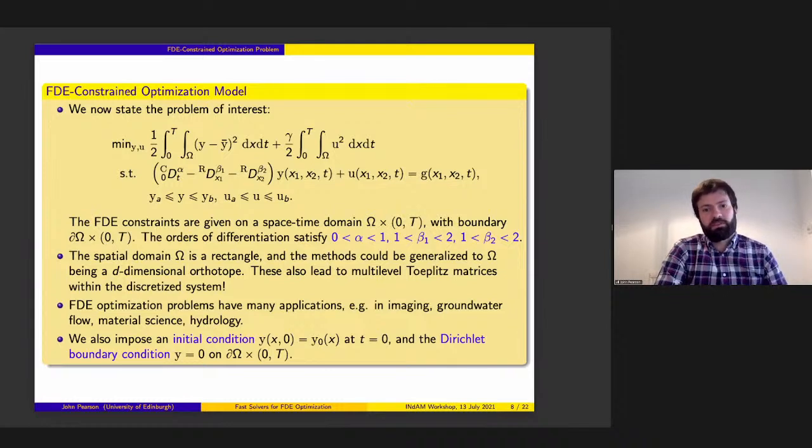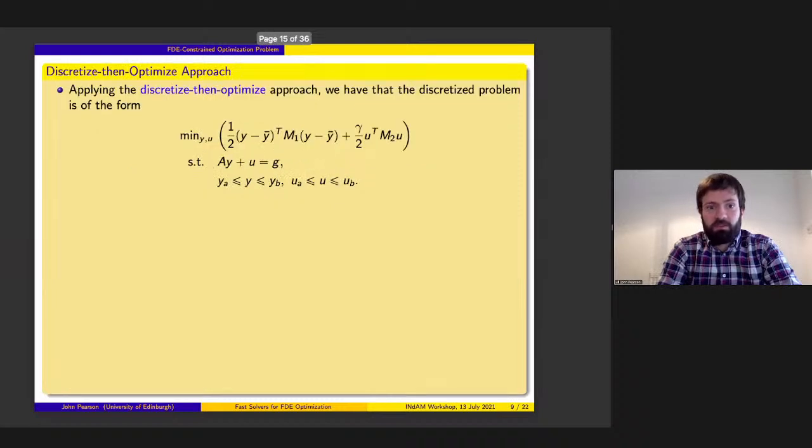So this is posed on a space-time domain. Alpha, the order of differentiation for the time derivative, is between 0 and 1, and beta 1 is between 1 and 2. So to allow this multi-level Toeplitz structure to hold, we assume that omega, the spatial domain, is a rectangle, but this can be generalized to a cuboid in 3D or a d-dimensional orthotope in higher dimensions. So this is the requirement that leads to multi-level Toeplitz matrices. They have many applications, and we equip it with an initial and Dirichlet boundary condition.